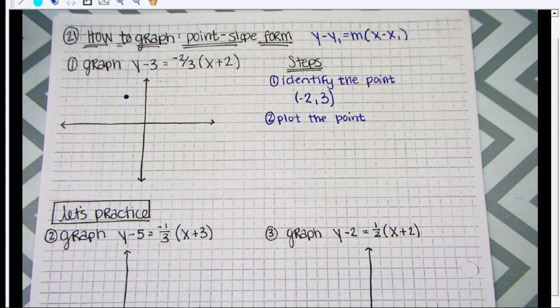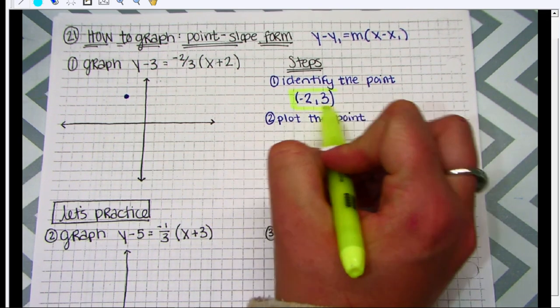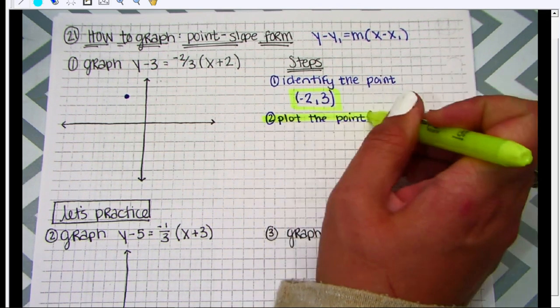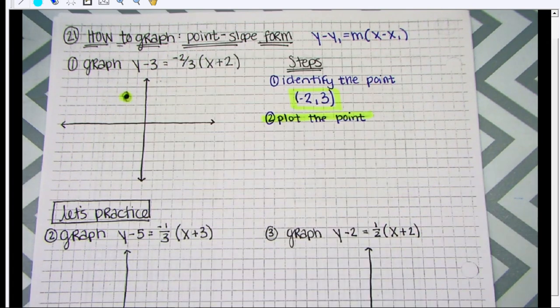Once I identify the point, my next step is to plot it. It's located right here. Now, on IXL, it'll plot the point, and then it will automatically connect your line when you graph slope. I've got protractors. If you want to use them, we can use those. So identify the point, plot the point.